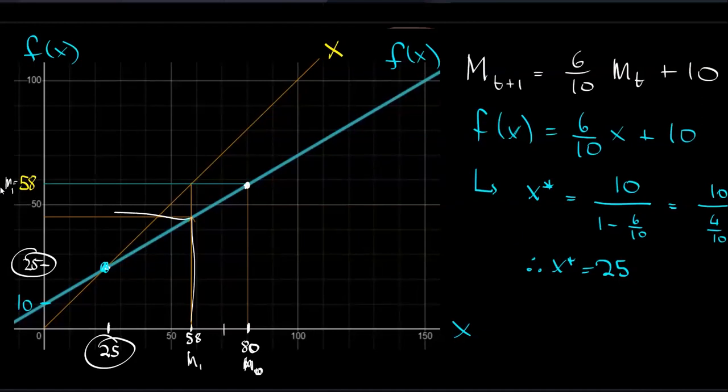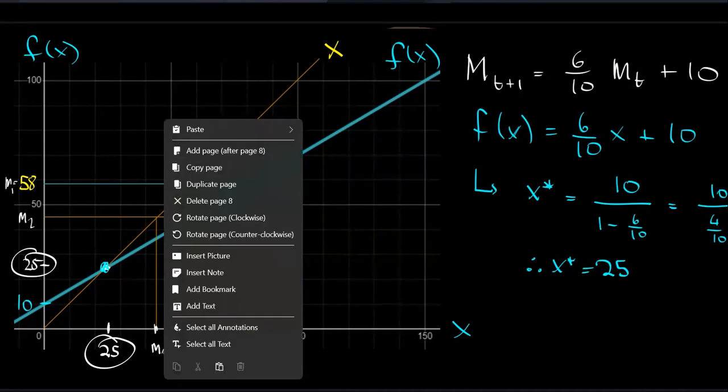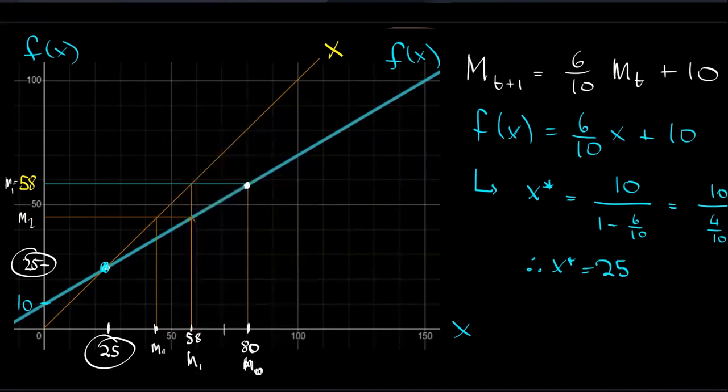Then we're going to bounce it over here and we get that M2 is 44.8. And so what we're then going to do is take this 44.8 and put it on the x-axis here. This is our M2, 44.8. And we're going to take this M2 and feed it right back into our updating function right here. And then we're going to get our M3, okay?